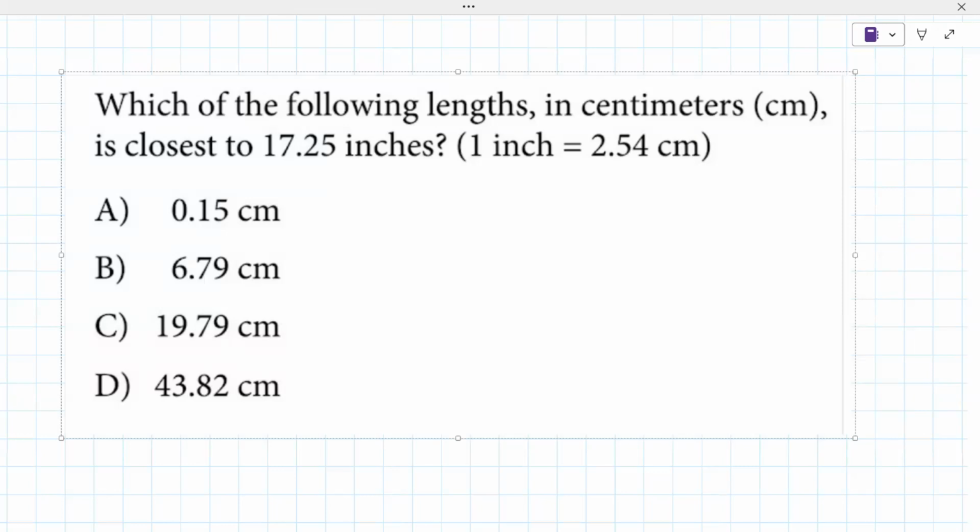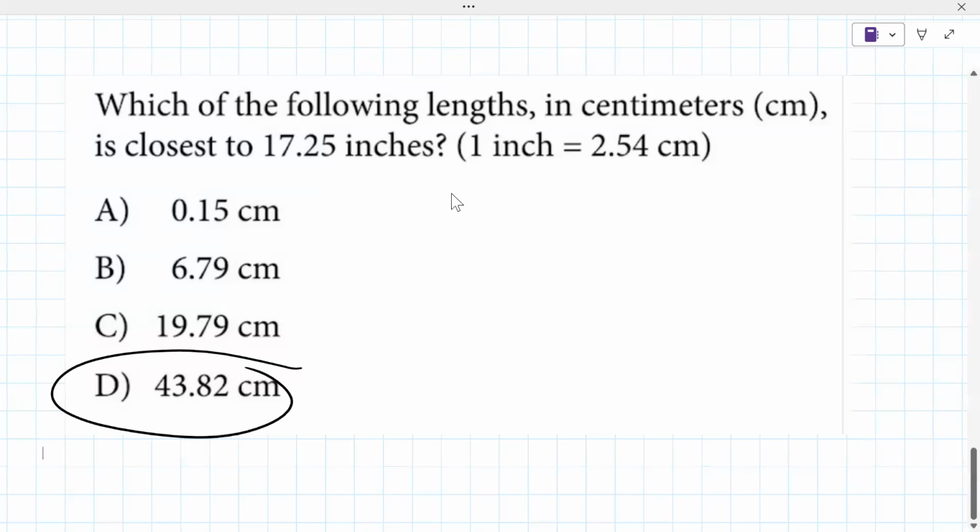It's D. Why is it B? Because I multiplied 17.25 times 2.54 centimeters. Very good, it is D. You're supposed to round it to the nearest tenth.